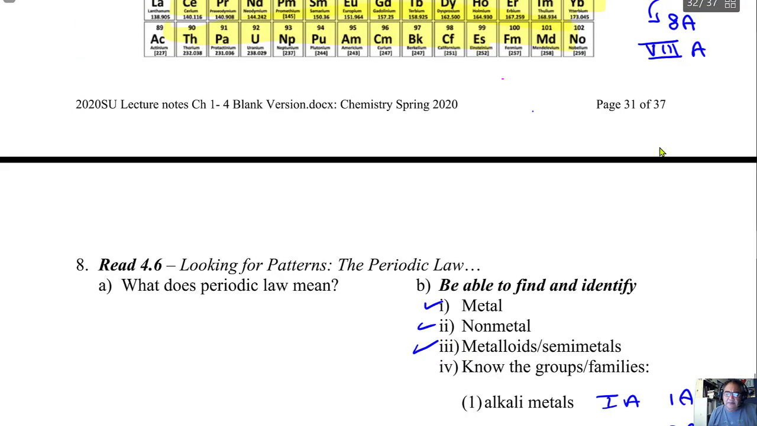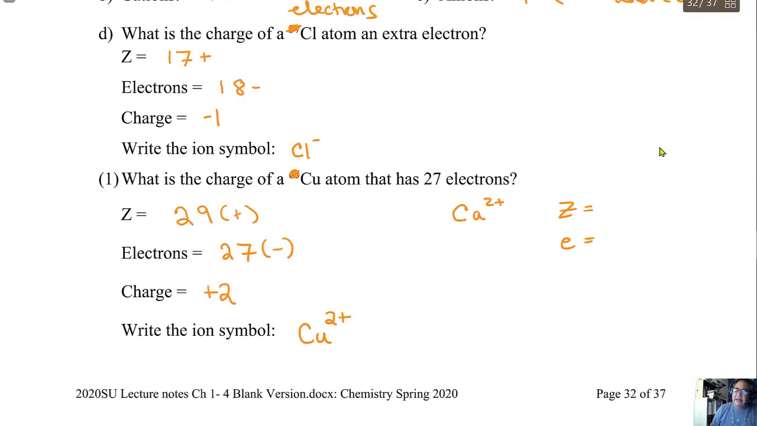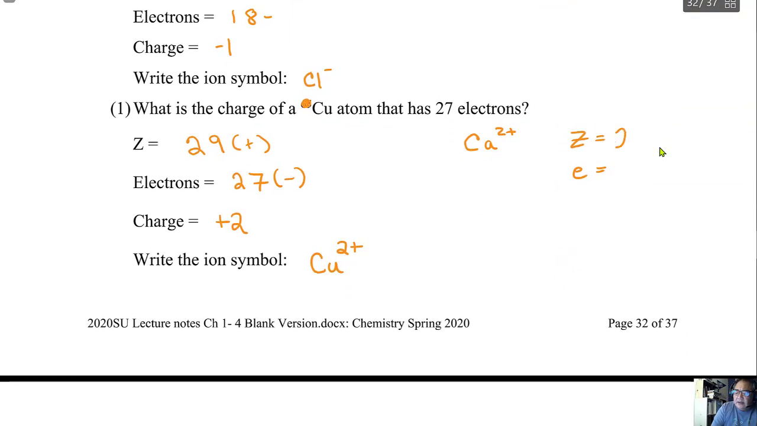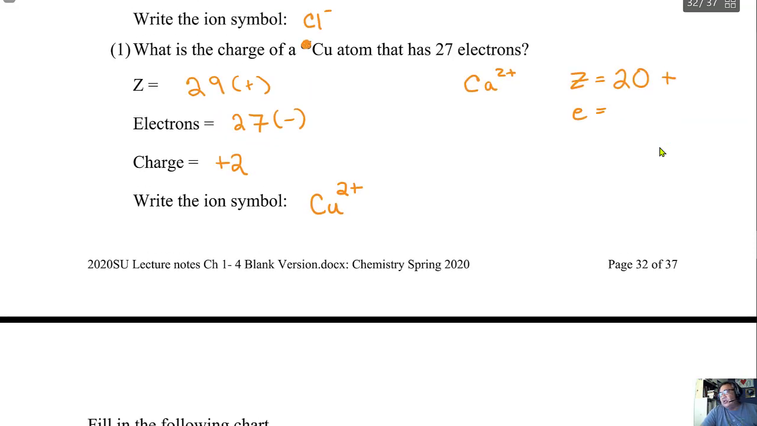So going down to here, I can fill this in. Calcium has 20 positive charges. Now, how is it going to be that it has 2 plus as its charge, right? It means it has to have fewer negative charges than positives. So we'll end up having 18 negatives down here, and that will give us the 2 plus charge.